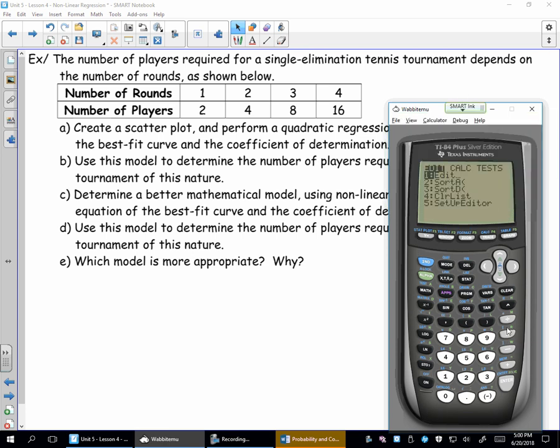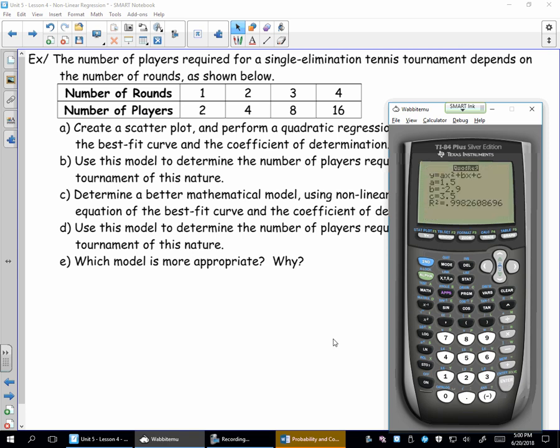Alright, so stats, edit, get rid of this stuff, and get rid of this stuff. And what do we got? 1, 2, 3, 4. And in our first round we have 2, 4, 8, 16. So not much data there, but we can still do a quadratic regression. Number 5.